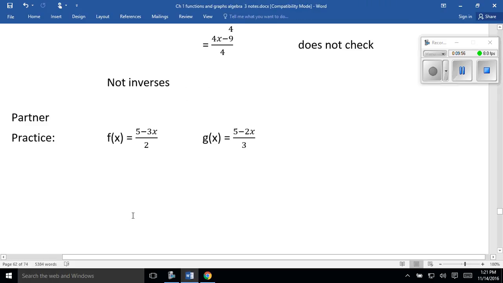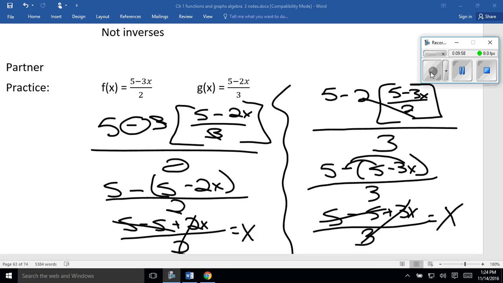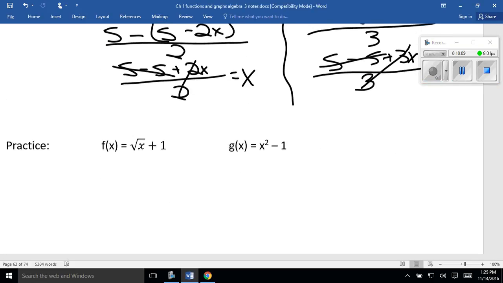Okay, now it's your turn. Let's go. Okay, do your second one. We got Jake, we got a goal. I don't know how to do this one. Because of the square root?